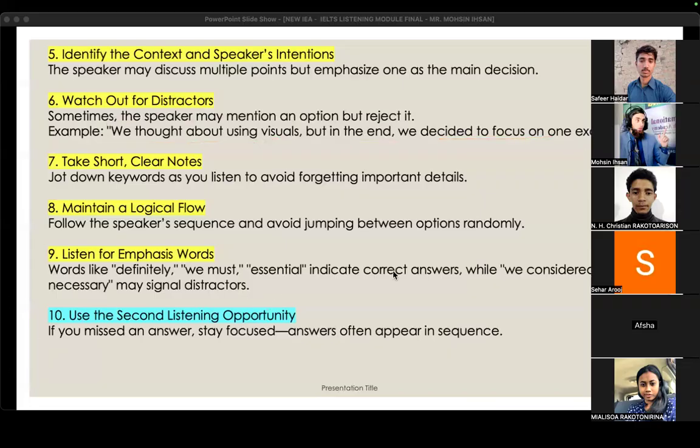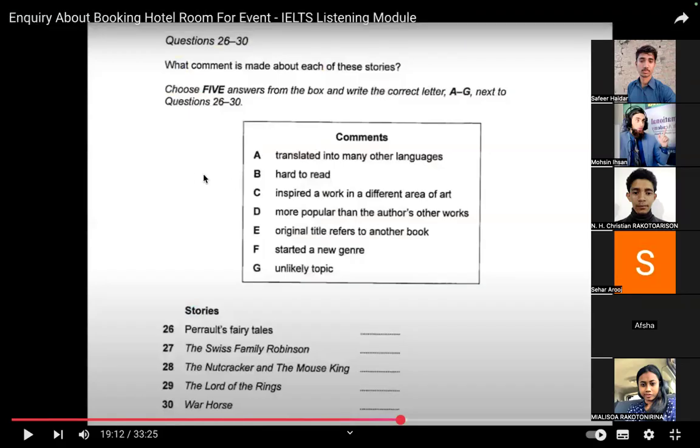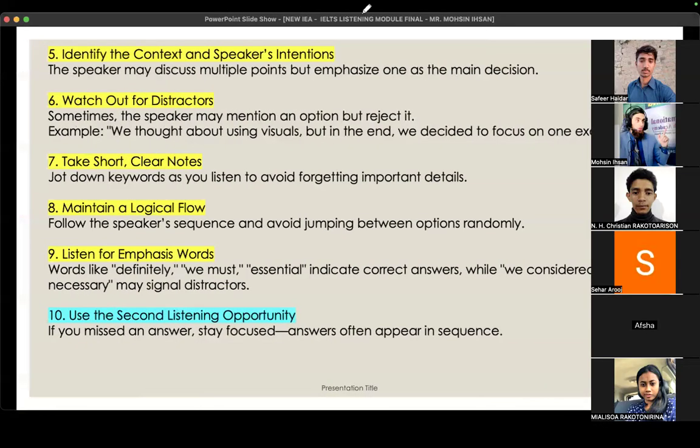For example, in this question here you see but and however are the common trapping words in IELTS listening and reading. For example, in fairy tales they say we understood that the translation into many other languages has been done, but I think it was not okay with that, and it didn't work so far, and by the way it was really very hard or difficult to be read by people, right? So the exact option will be here, this one, hard to read, as a comment for this one. So whenever but is used or however is used, it means the information is now changed. Take short, clear notes.